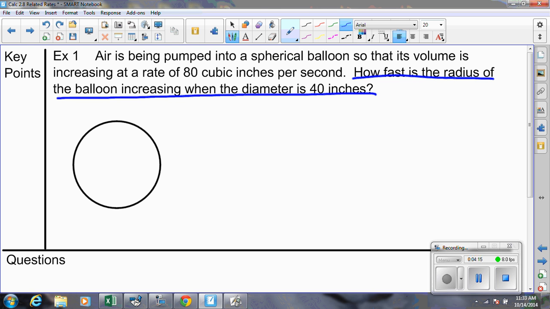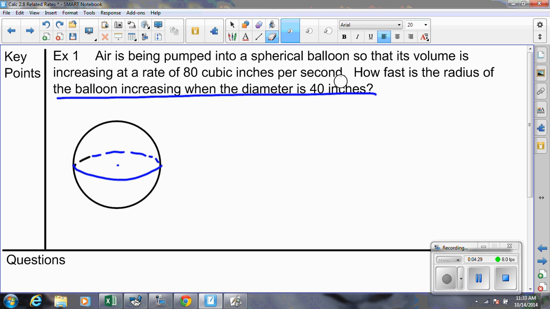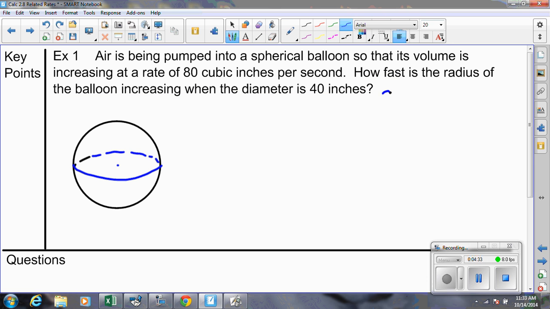Well, what's one thing that you know already? If this is a spherical balloon, we know the diameter is 40. And because the diameter is 40, what will that tell us about the radius? Okay, so we know we're concerned about what's going on when the radius is 20 inches.